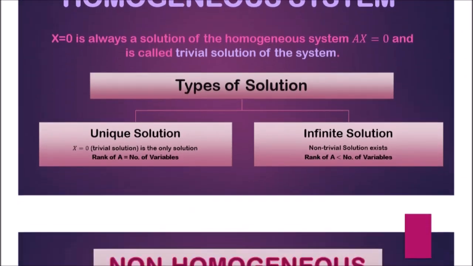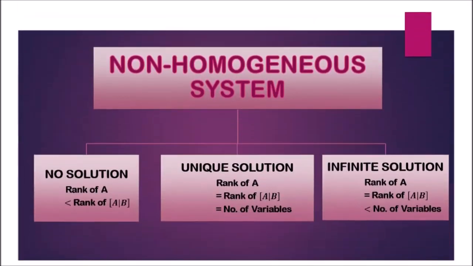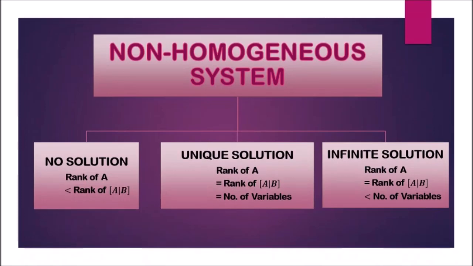Now let us consider the non-homogeneous system and see the types of solution it possesses and under what conditions such types of solution exist. In a non-homogeneous system, we have all three possibilities. The system can have no solution, it may have a unique solution, or it may have infinitely many solutions.